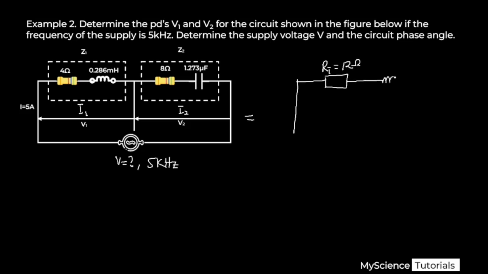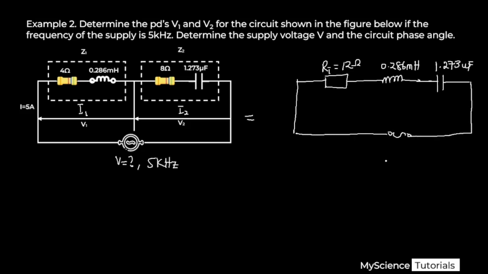Now we have our inductor, which is still going to have 0.286 millihenry, and then we're going to have our capacitor connected, and that will be 1.273 microfarad, connected to an AC source, and then we don't know the voltage, and we still have 5 kilohertz as our frequency here, and then we have our current to be equal to 5 amperes over here.